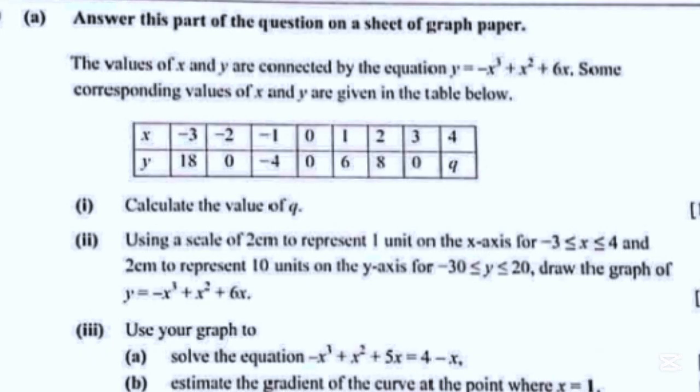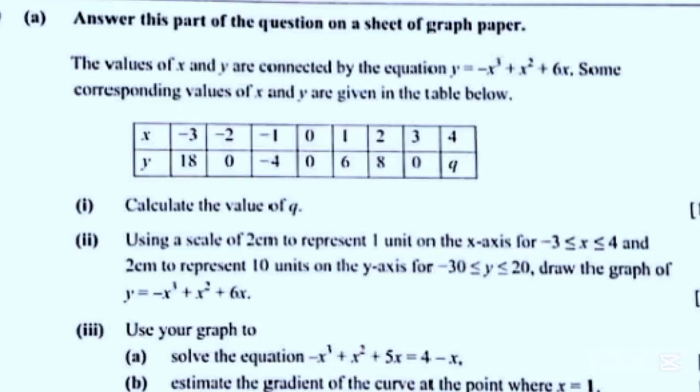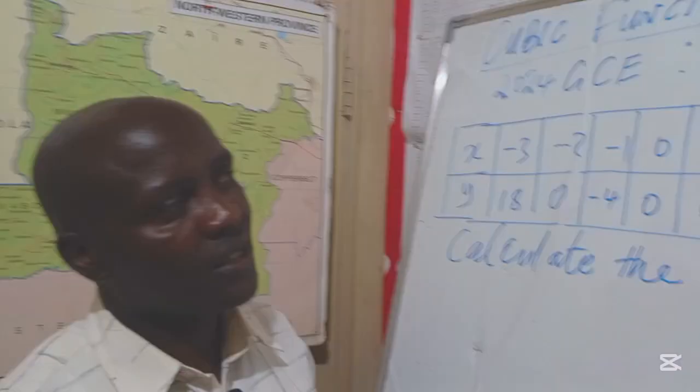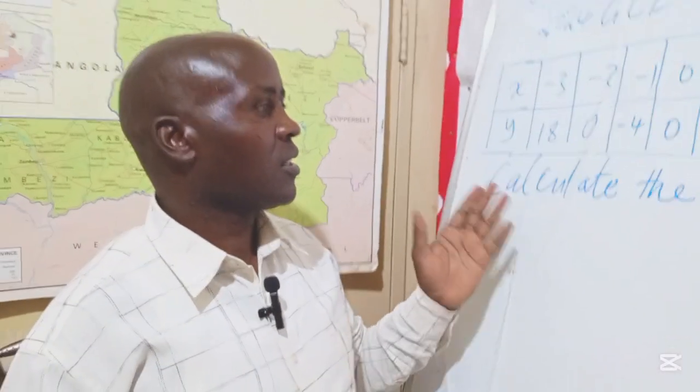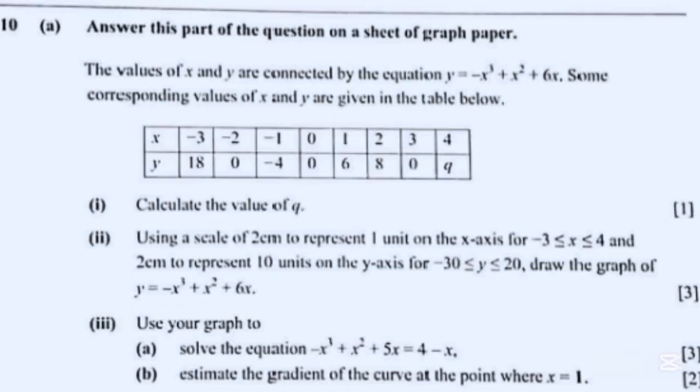Today we are going to look at the cubic function. We are going to revise the August 2024 GCE. This was the function y equals negative x cubed plus x squared plus 6x. The first question, of course, always asks us to find the value of q.